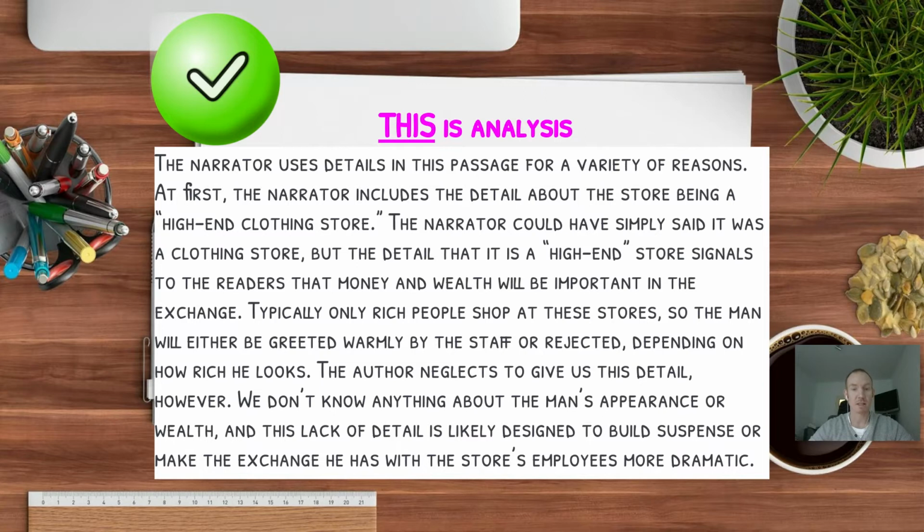The author neglects to give us this detail, however. We don't know anything about the man's appearance or wealth, and this lack of detail is likely designed to build suspense or make the exchange he has with the store's employees more dramatic.